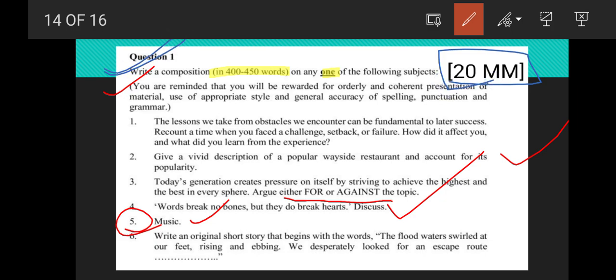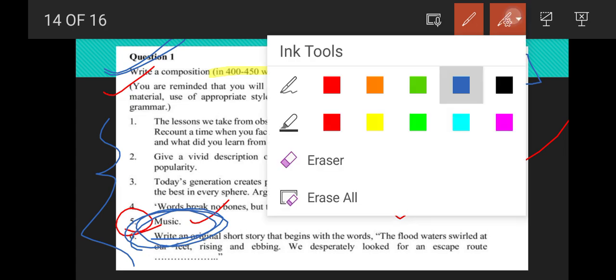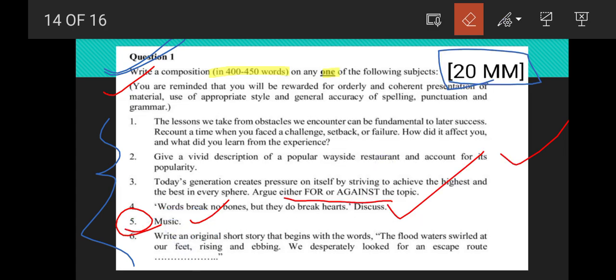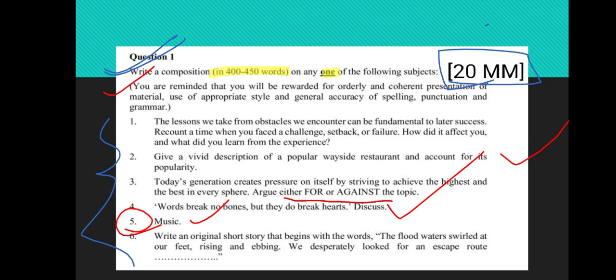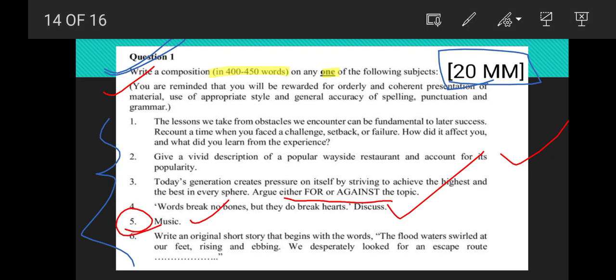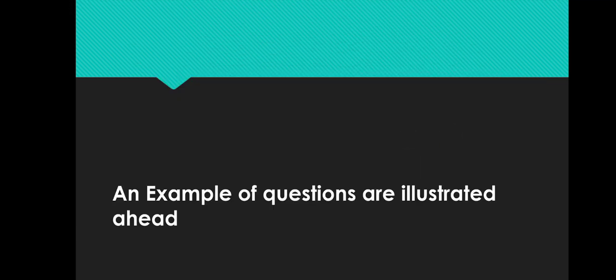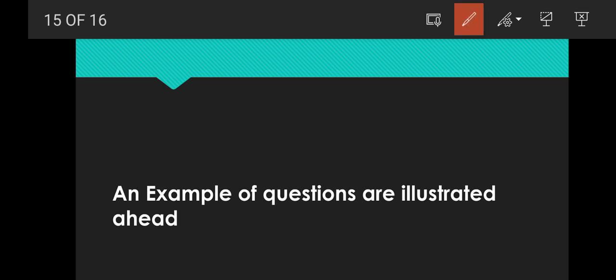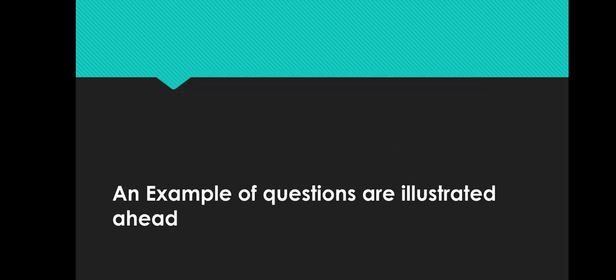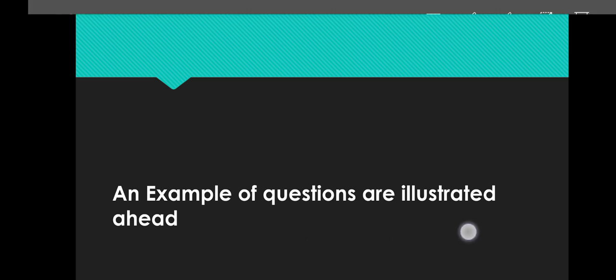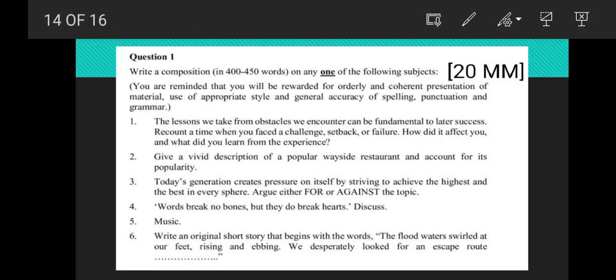Question 1, you have to focus on the whole thing, especially focus on this if you have to write this, because this one word creates a lot of problems, since you cannot understand what we have to write, and how we need to write. So this is extremely important. An example of the question is illustrated ahead. This was the example of the question.